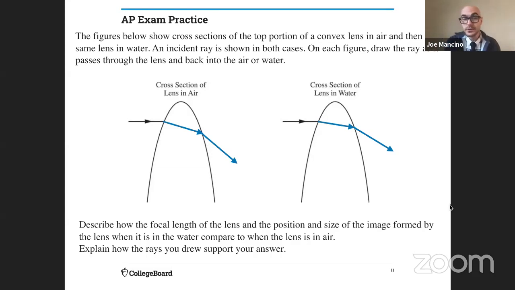So on the screen are my solutions. A couple things to point out. The same basic shape is going on in both cases. The index of refraction for water is less than the index of refraction for glass. The index of refraction for air is less than the index of refraction for glass. So either way, when light leaves the first medium and goes into the glass, it's going to bend towards the normal.